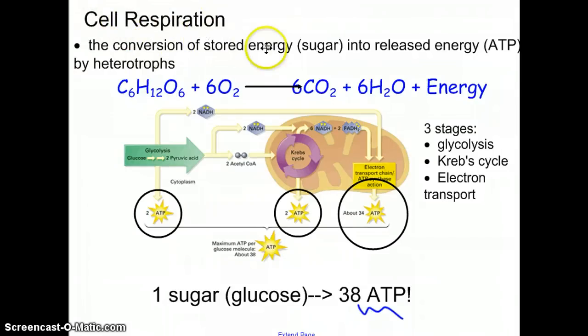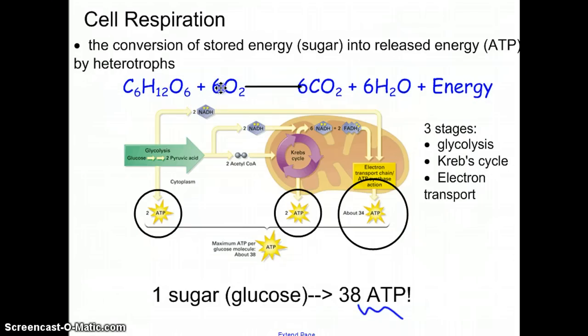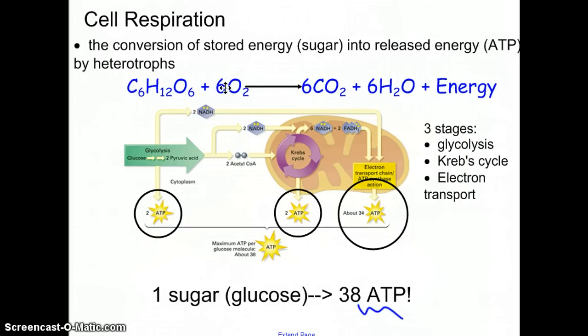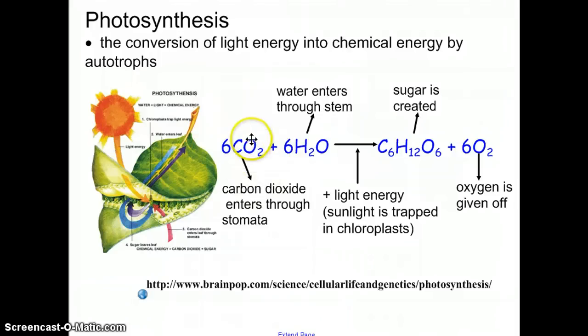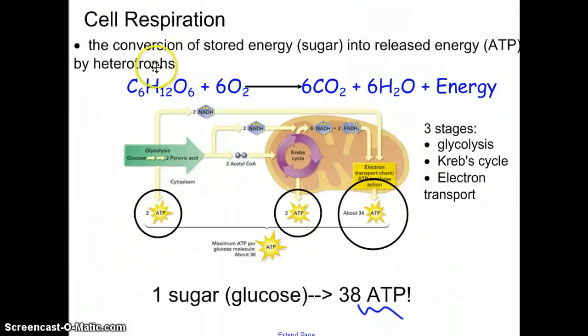We convert stored energy, which is the sugar, and we make cell fuel, which is known as ATP. If you notice anything different between this reaction and the one you just saw, it's just backwards. If we look at the other reaction from the chloroplast, it started with carbon dioxide and water. This one starts with sugar and oxygen. So the reactions are basically flipped over.